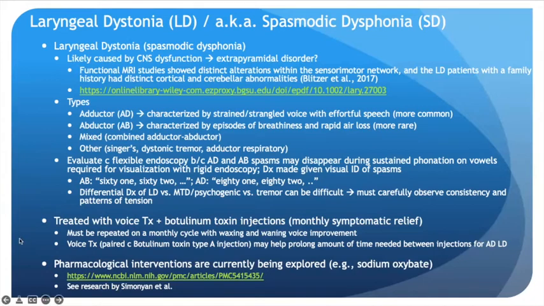Interestingly enough, there are also pharmacological interventions that are being explored. For example, sodium oxybate for these laryngeal dystonia patients. There's some research by Simonyan et al., and it's really amazing stuff that she and her colleagues have done.